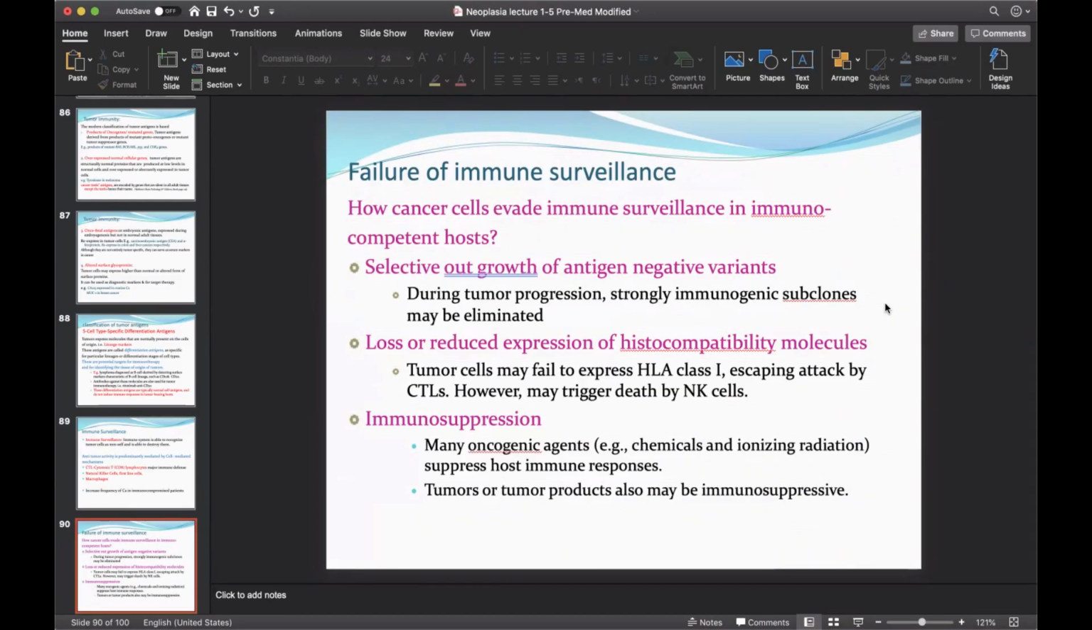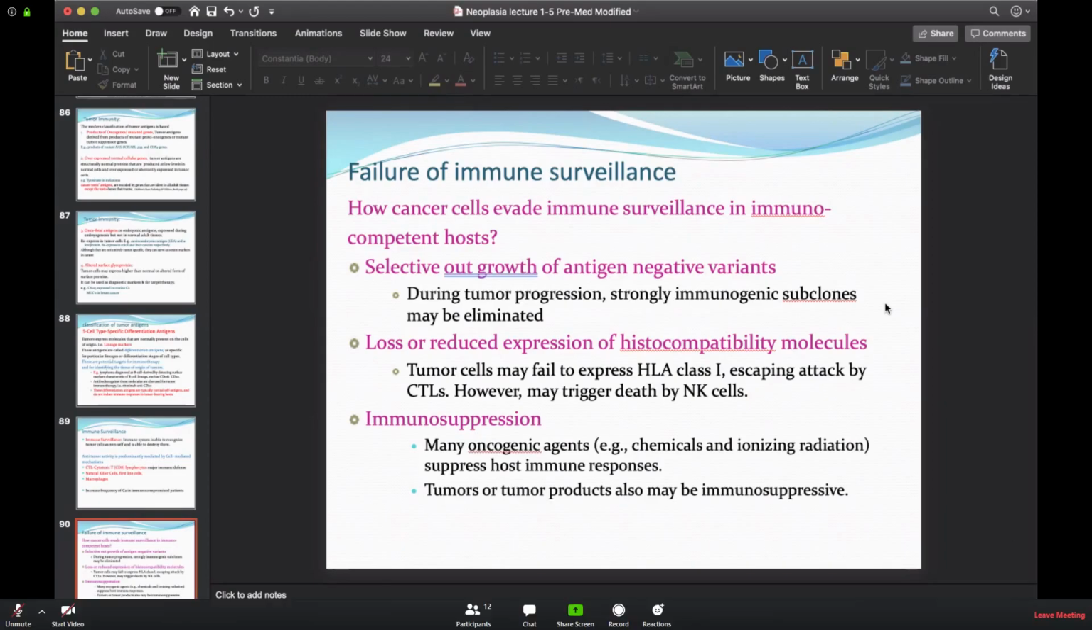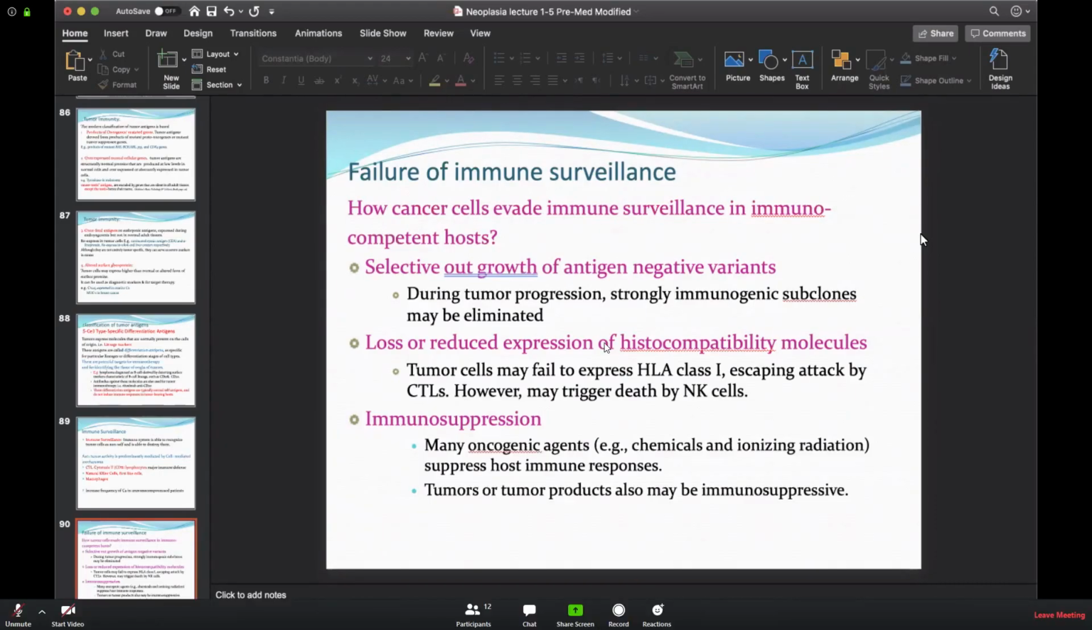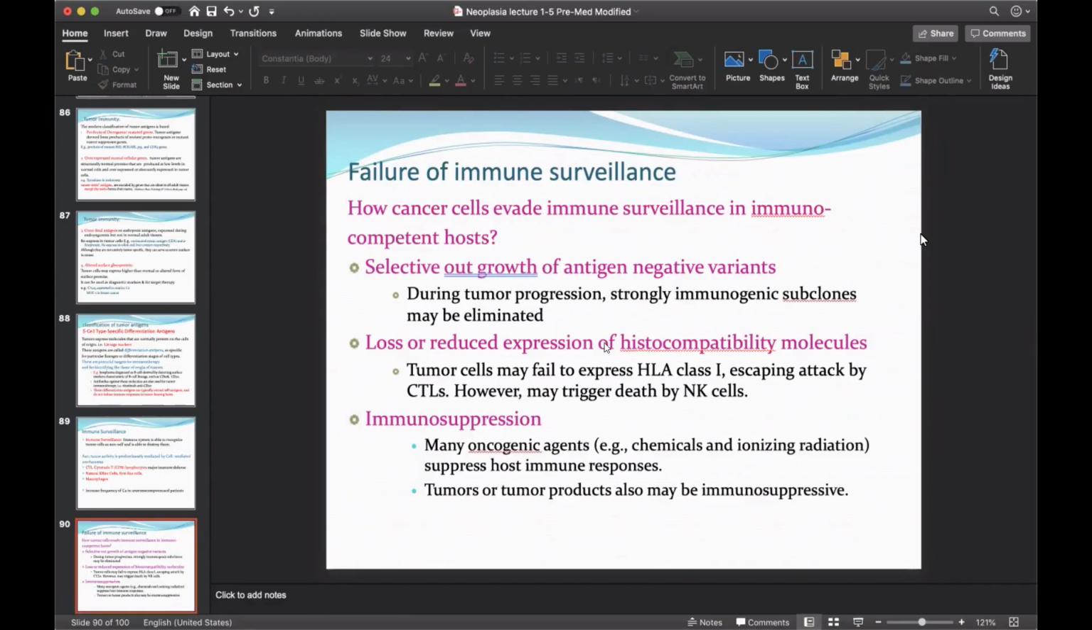So tumor progression is that the longer the tumor survives, the more capable it becomes, having different capabilities. So one clone has the ability to proliferate fast, another clone has the ability not to express antigens on the surface. So these types of clones, when they are selectively favored to grow, are able to evade the immune system. Okay, so this is selective outgrowth of an antigen negative variant.